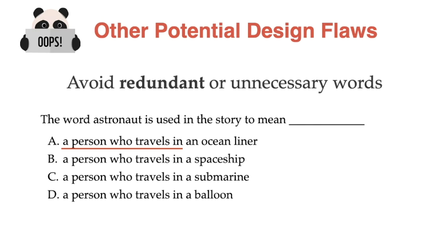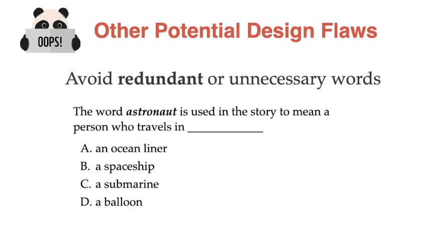These unnecessary words require extra reading time and can distract the test taker from the purpose of the item, which is to test their understanding of the word astronaut. This can lead to careless errors. How can we improve this item? We can easily fix this item by moving the phrase "a person who travels in" to the item's stem. Then the test taker only needs to read it one more time.